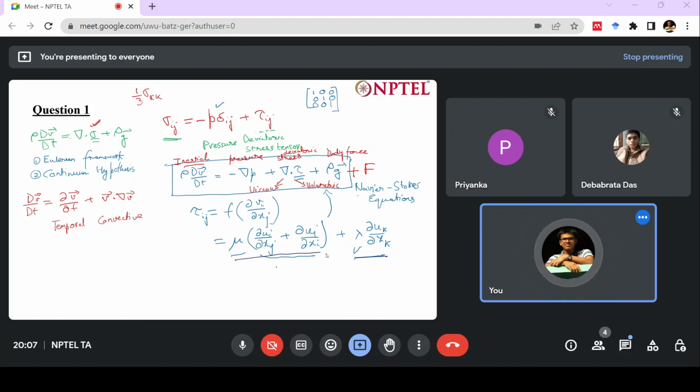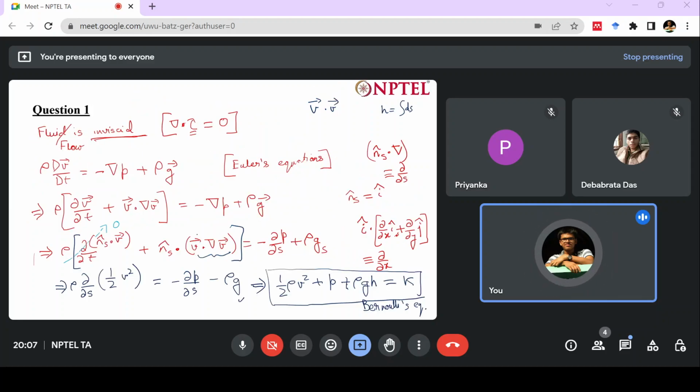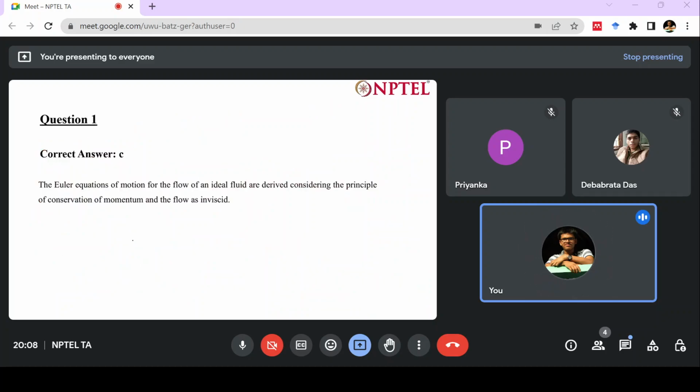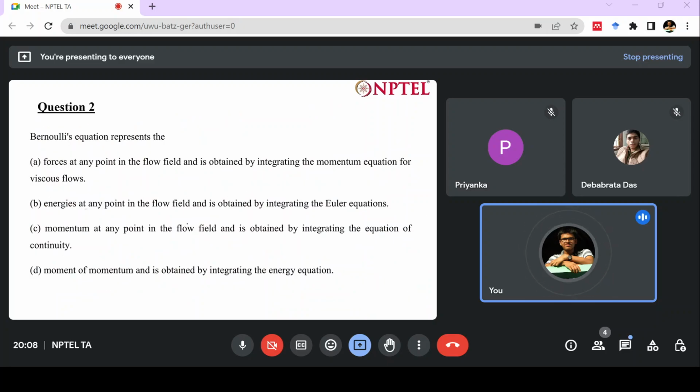Now we will simplify from here. We use the assumption that the flow is inviscid. If the flow is inviscid, the deviatoric stress component is zero. If this is zero, we arrive at Euler's equation. Now I am integrating this whole thing along a streamline when the flow is steady. So now I think you can identify this. Navier-Stokes is basically this, right?